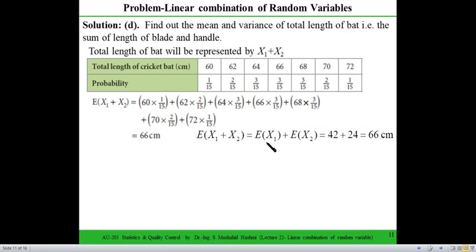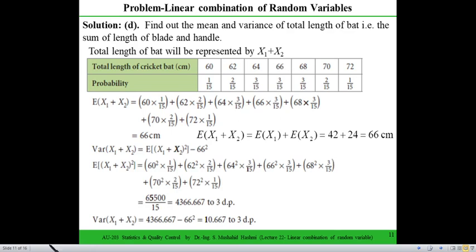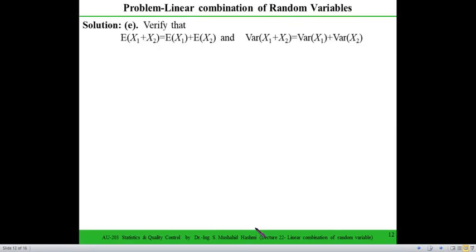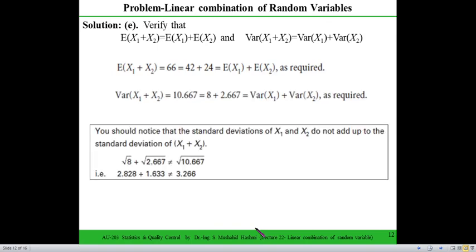So we have seen that the expected value for the length of the blade is 42 centimeters, and the length of the handle was 24 centimeters. So the expected value would be 66 centimeters. So that would be right in the middle, the 66 centimeters. And the variance we can calculate from the formula, and we can verify that both properties hold. So we can see that both properties are holding.